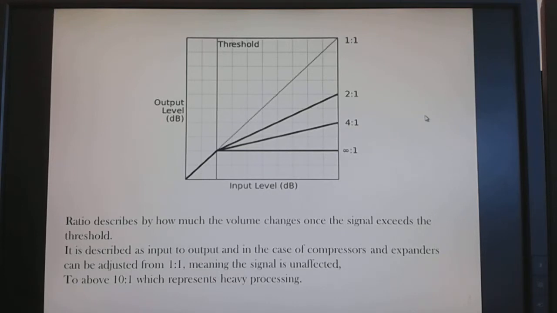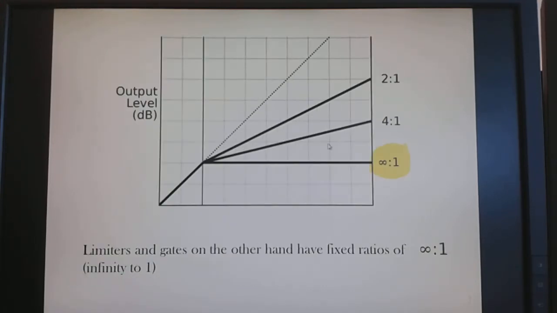Ratio describes by how much the volume changes once the signal exceeds the threshold. It is described as an input to output ratio, and in the case of compressors and expanders it can be adjusted from 1 to 1, meaning the signal is unaffected, to above 10 to 1, which represents heavy processing. Limiters and gates, on the other hand, have a fixed ratio of infinity to 1.